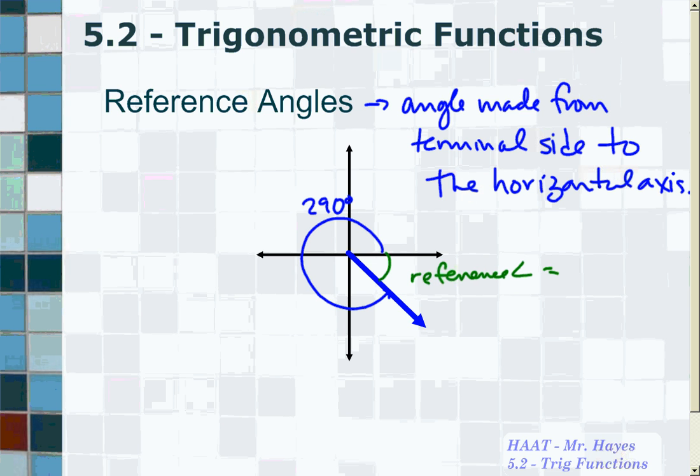Is going to be the difference between that and the 360. So how much do I have to go to complete the circle? 70 degrees. You're going to have to do that over and over and over again. So a bunch of what you're going to be doing in 5.2 is finding reference angles.